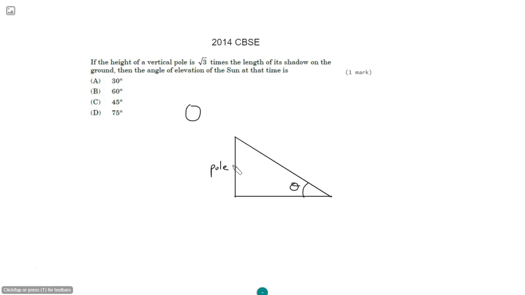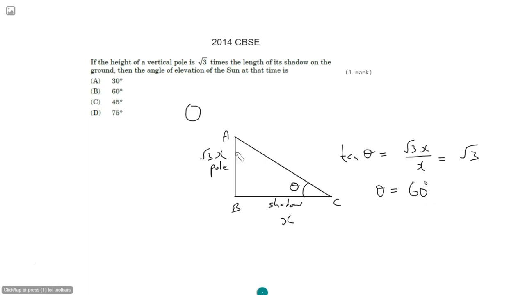So here is a pole. Let's name this ABC. It's given that the height is √3 times the length of its shadow. So if the length of the shadow is x, then the height of the pole is √3x, right? If you use tan theta in triangle ABC, tan theta is going to be √3x by x. That's √3. So theta is the angle whose tan is √3. So theta has to be 60 degrees, right? So B is your answer.